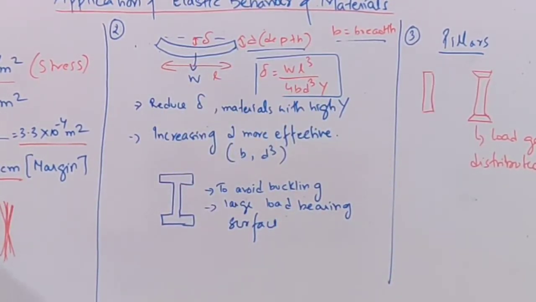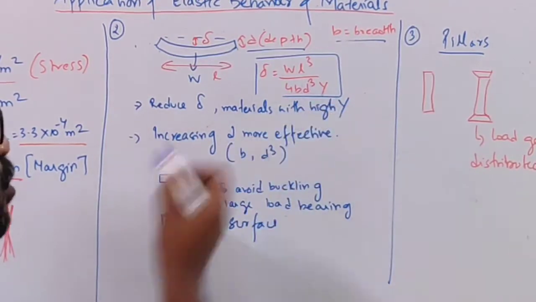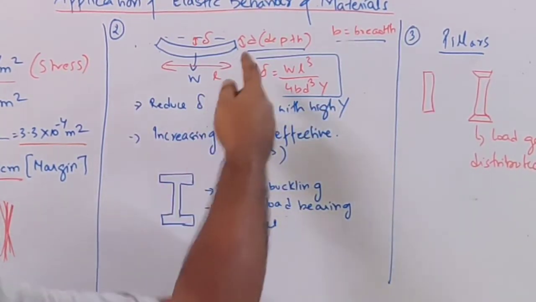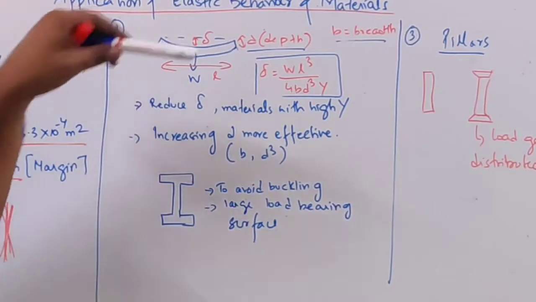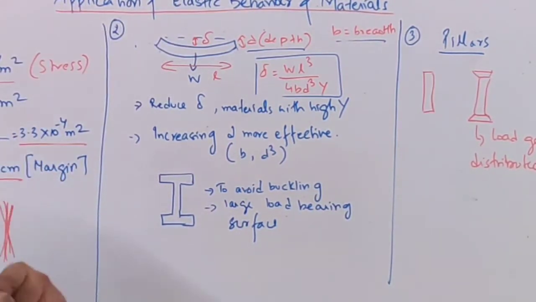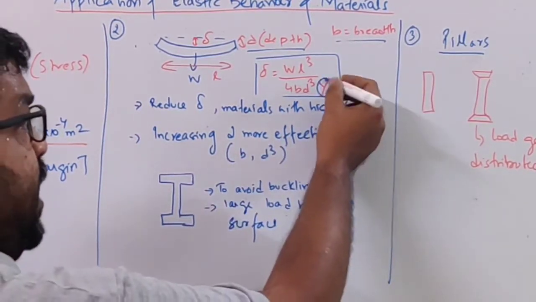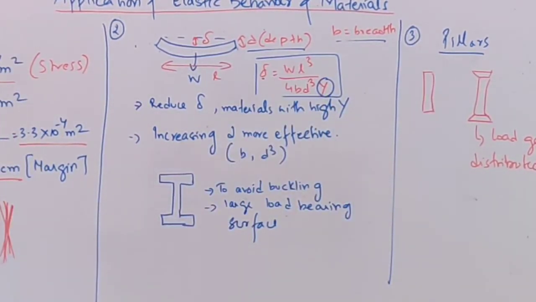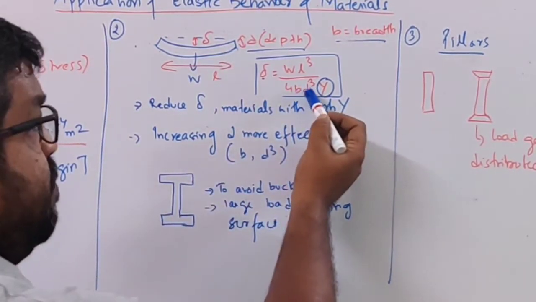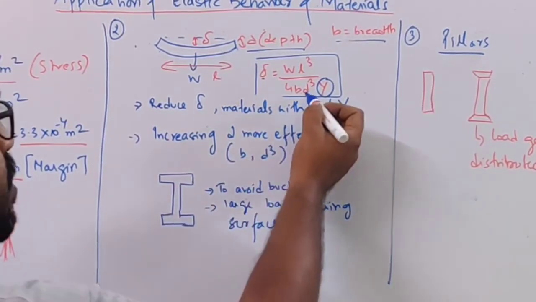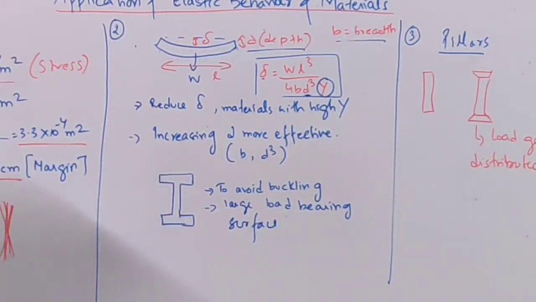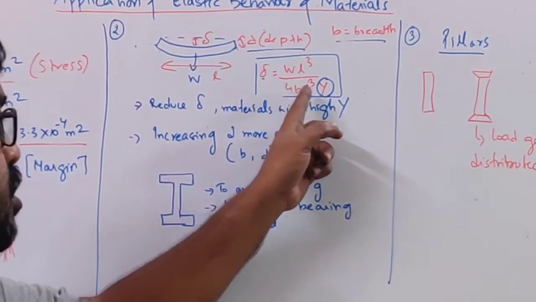Now obviously, as you can see, delta is inversely proportional to Y. So normally, for a good beam, we want a low amount of bending, so we minimize bending. Materials with a high value of Young's modulus will obviously have a small delta, because delta is inversely proportional to Young's modulus. Another factor is the variation in B and D. If we increase D, delta will decrease. Now a comparison may be made whether to change B or D.